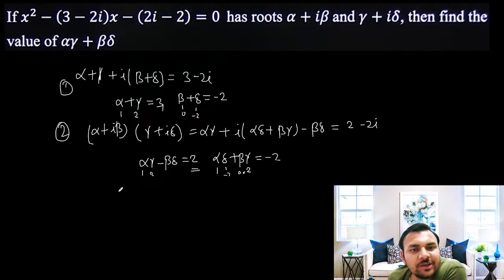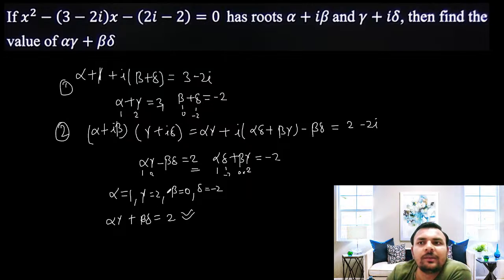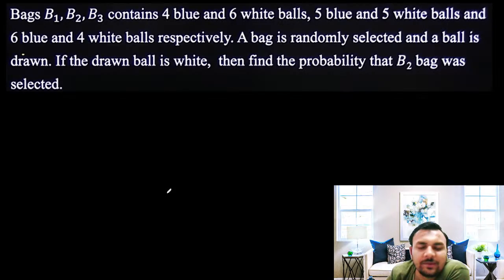Okay, it is working: alpha is coming out to be 1, gamma is coming out to be 2, beta is coming out to be 0, delta is coming out to be -2. If you put it in, it is going to satisfy everywhere. 1 minus 2, 0, 2 minus 2. So alpha gamma plus beta delta is 2. That means it was independent of beta. So one is real and another is real. Okay, let's go.